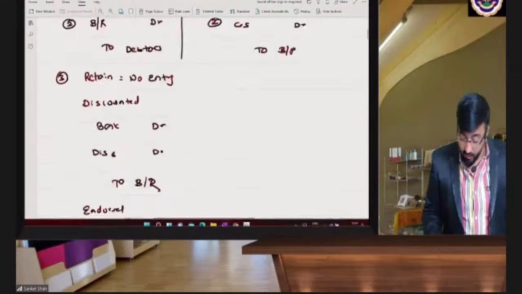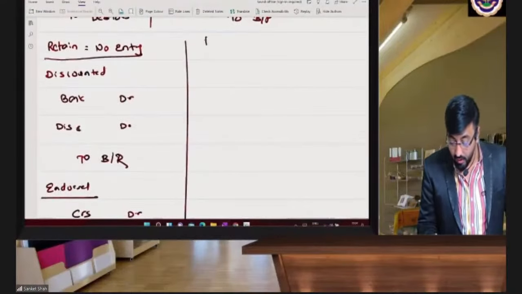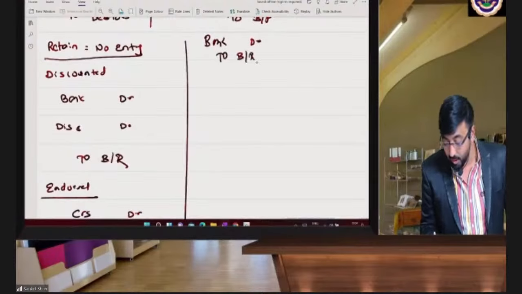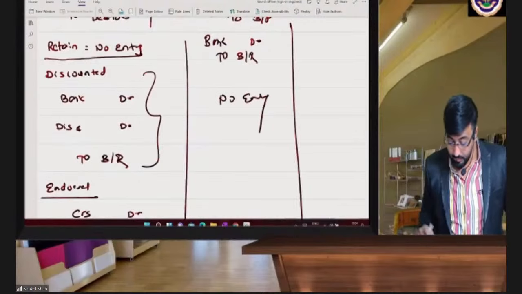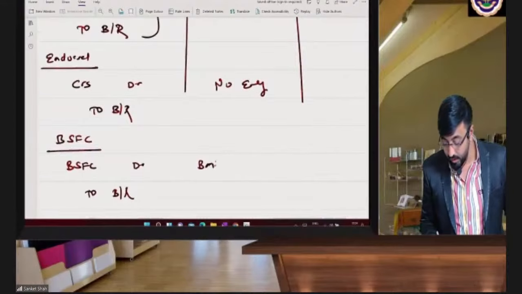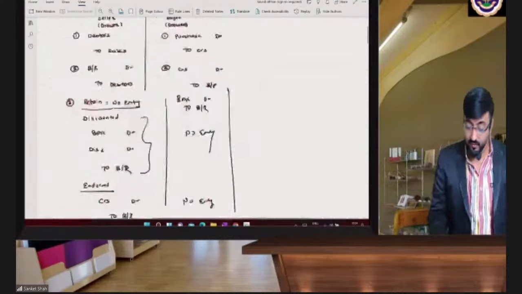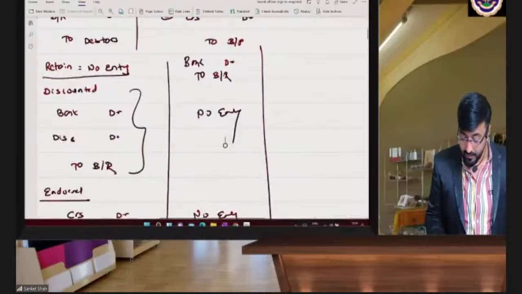Now here I'm going to write your honor entries. If a retained bill is honored, the entry will be, on due date, bank account debit to bills receivable. Discounted bill honored, no entry, beta. Endorsed bill honored, no entry once again. And if a bill sent for collection is honored, bank account debit to bill sent for collection. These are very simple entries. In case of honor entries, you understood.